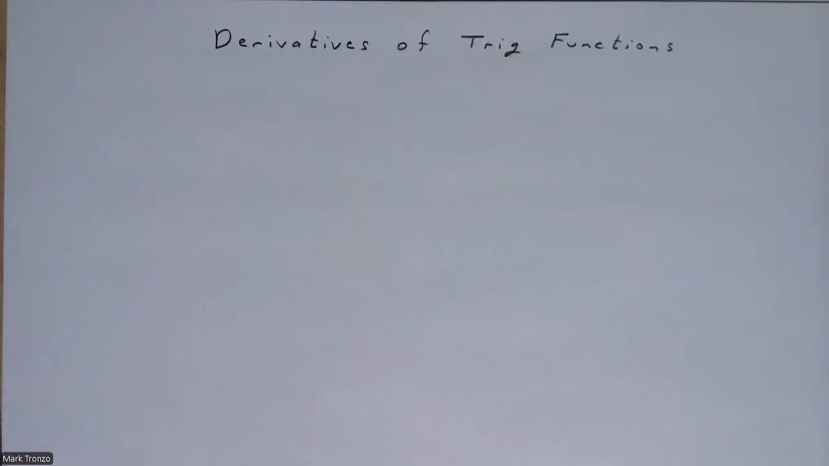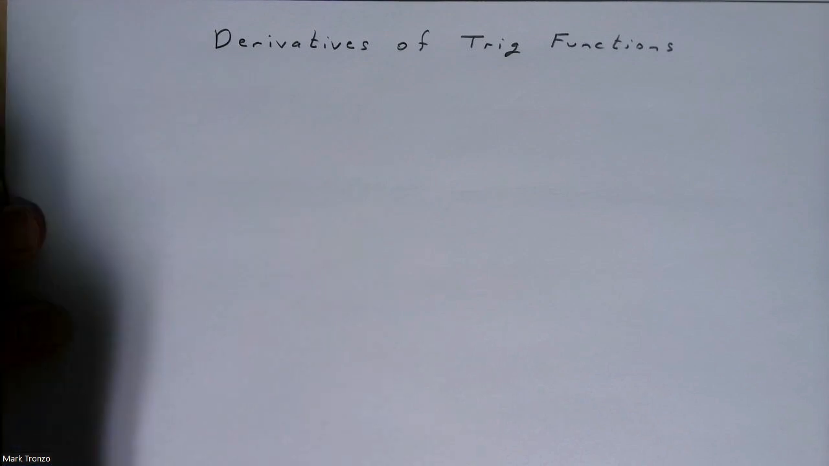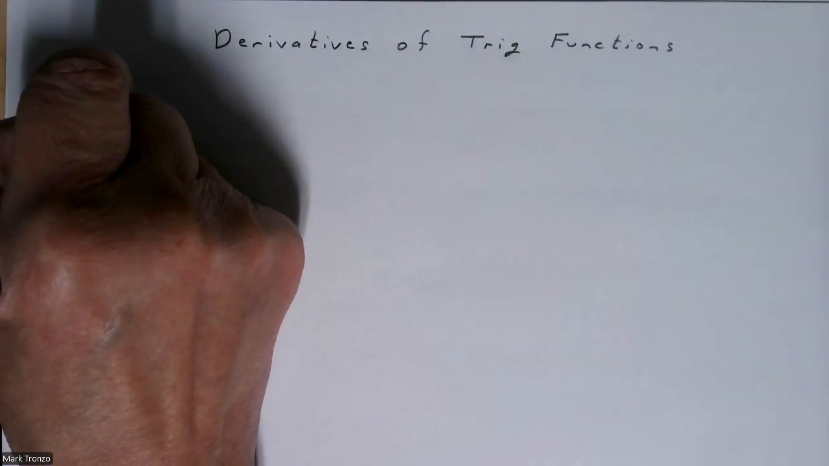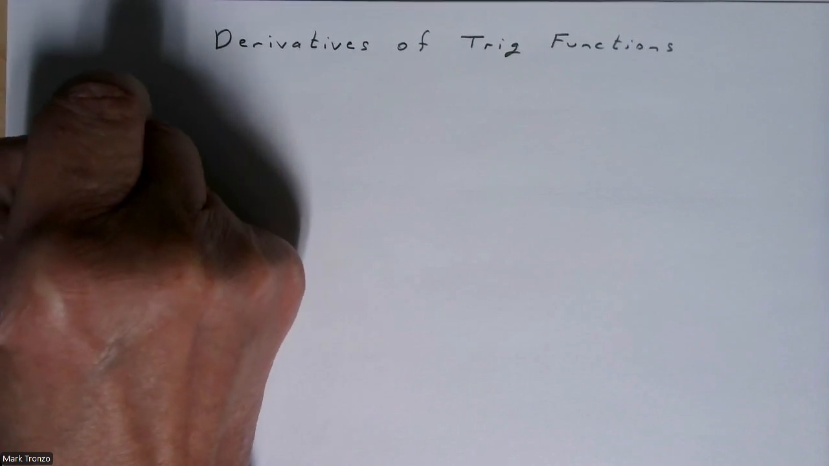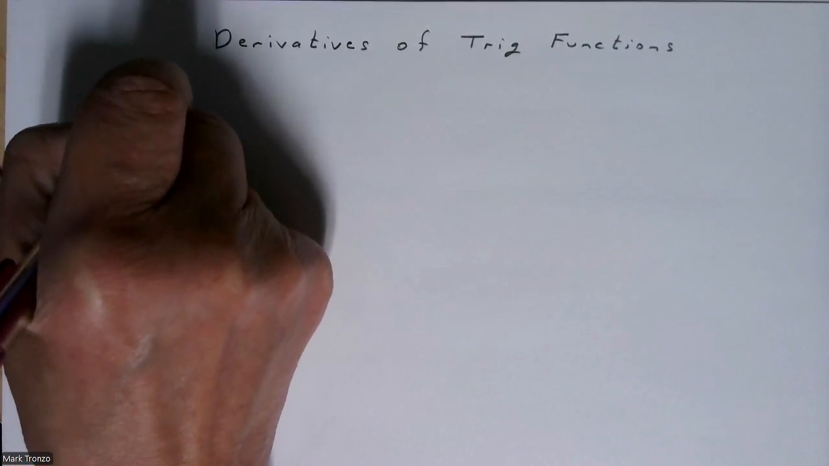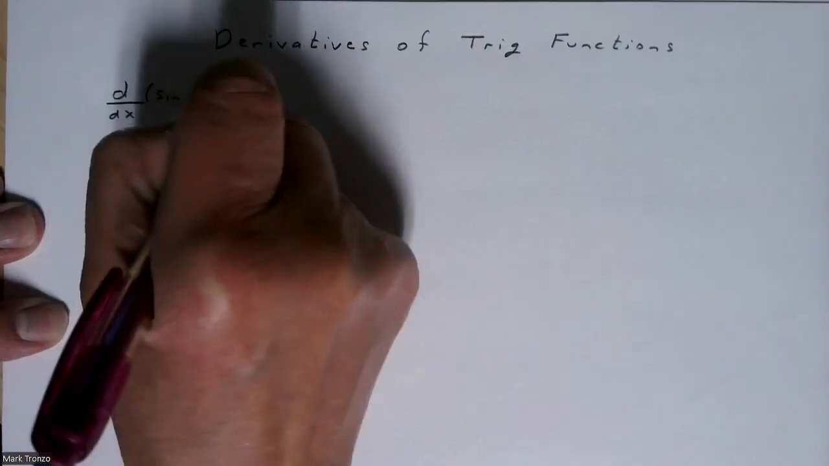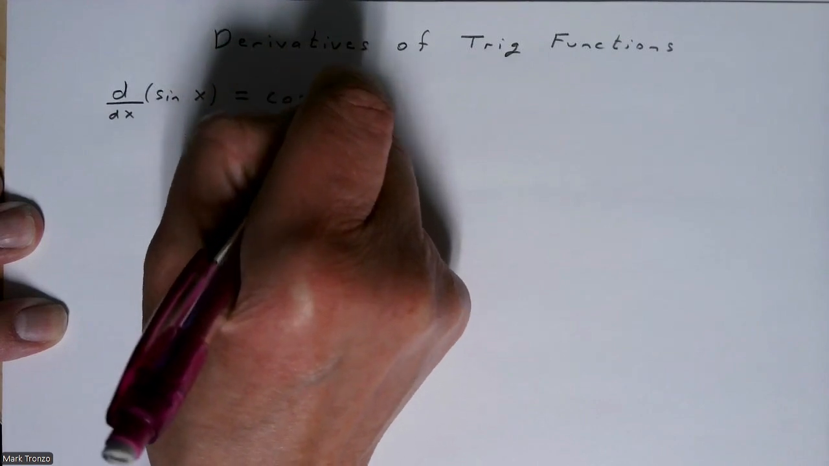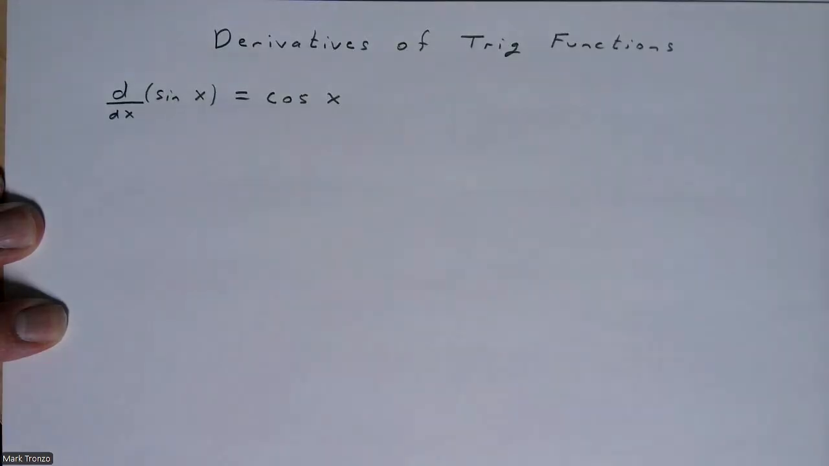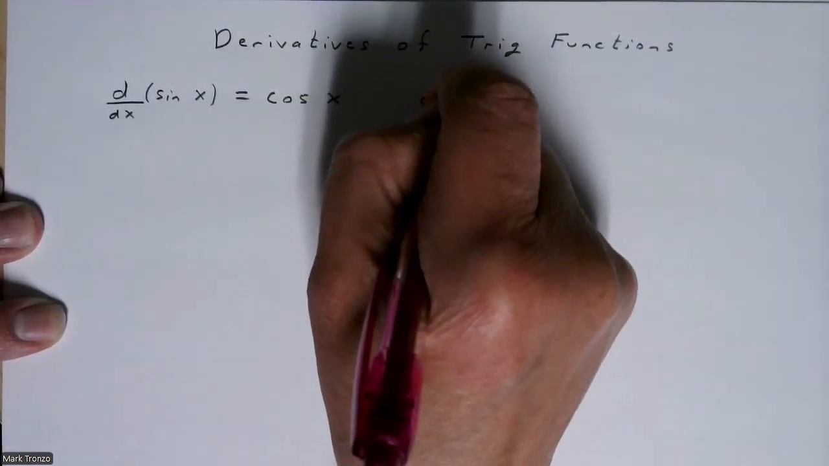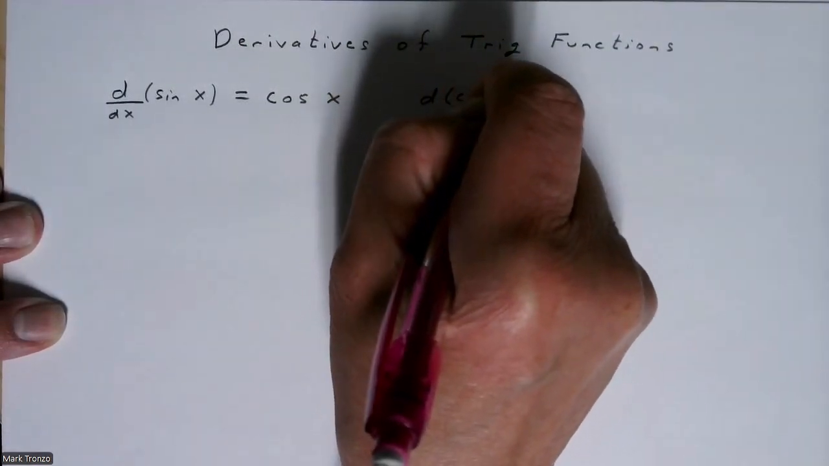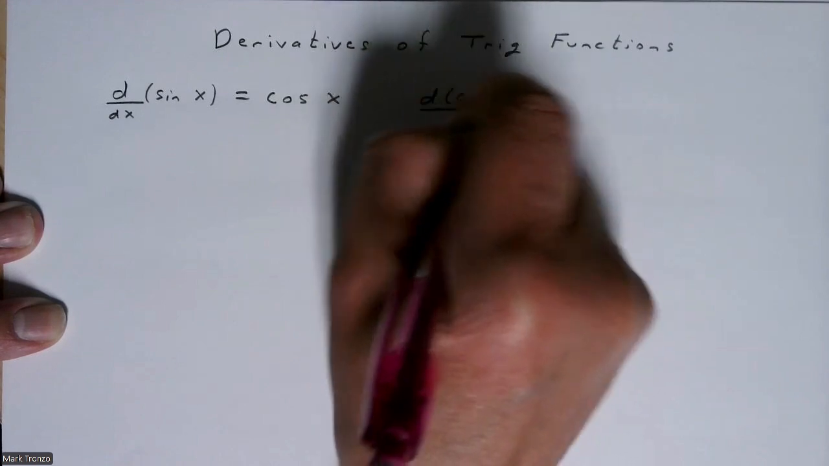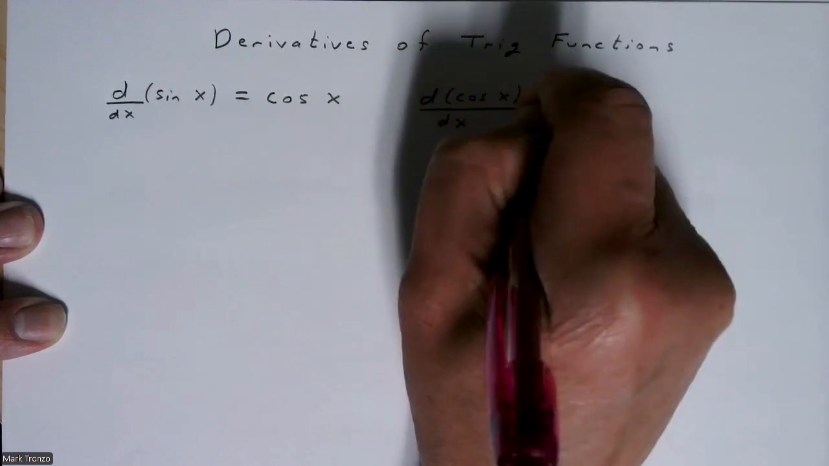In this video, we're going to look at the derivatives of trig functions. Well, this is going to be a very basic set of derivatives. So for example, let's start with the derivative of sine. The derivative of sine of x is cosine of x. And the derivative of cosine of x is negative sine of x.